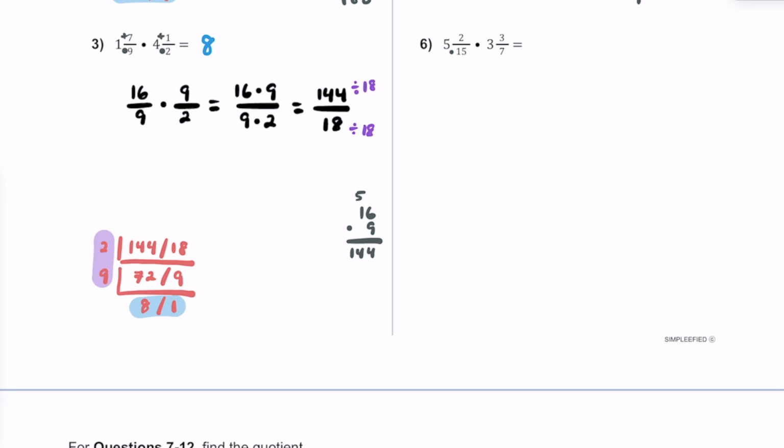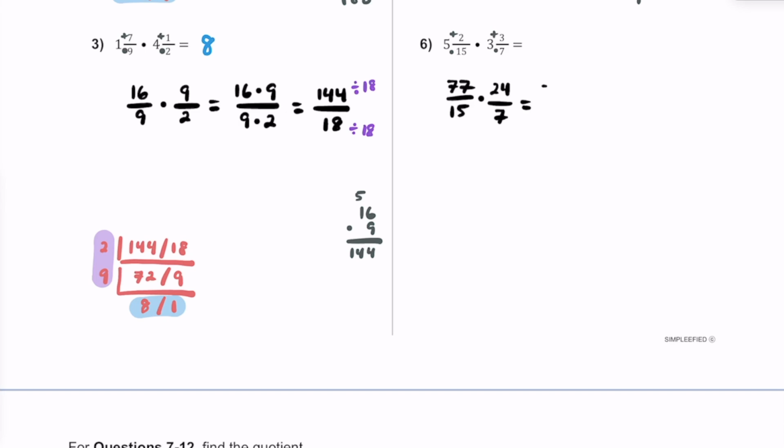So we have this big bottom 5 times 15, that's going to be 75. 75 plus 2 here is going to be 77. So we're looking at 77 over 15. We're going to be multiplying this by, let's convert this one into an improper fraction too. So 3 times 7 is going to be 21. 21 plus 3 is going to be 24. So we're looking at 24 over 7.